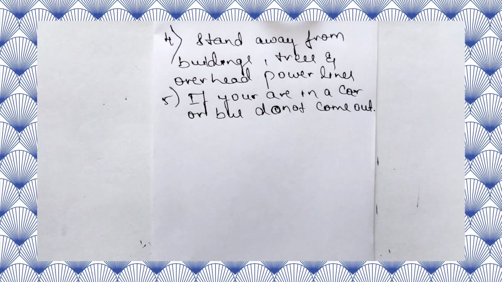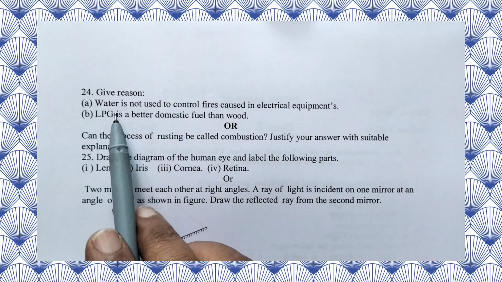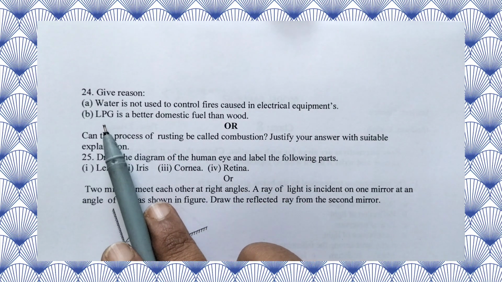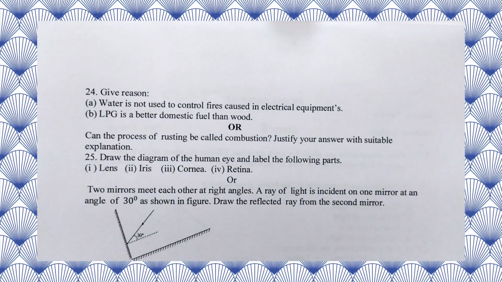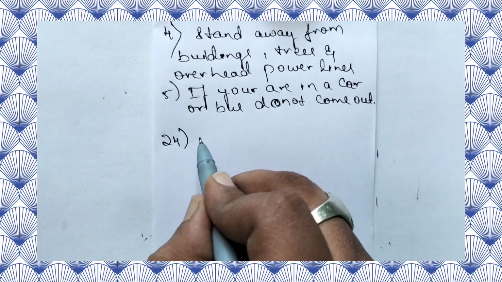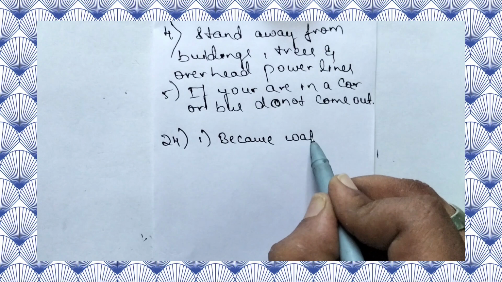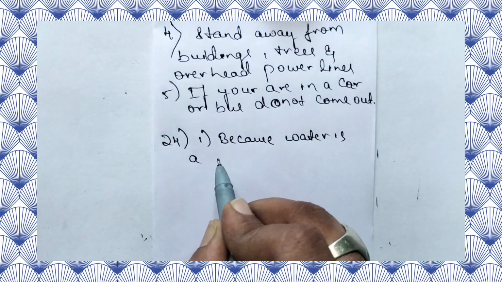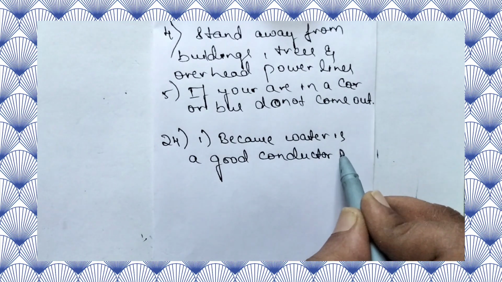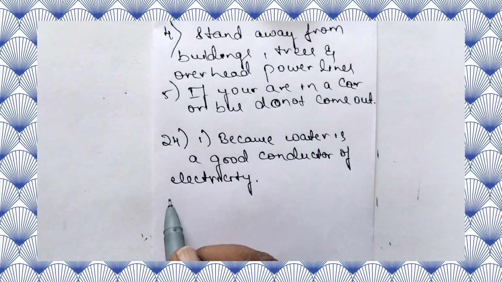So now let us move to the next question. The 24th question is, water is not used to control fire caused in electrical equipment. Then, LPG is a better domestic fuel than wood. So now let us answer both the questions. The first is because water is a good conductor of electricity. So that is the answer for 24th first one.